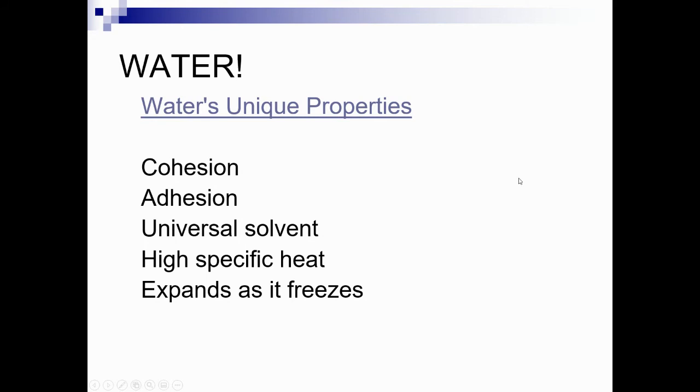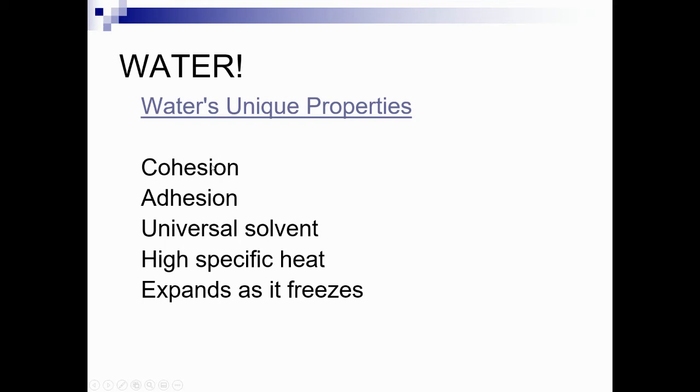So water has a lot of unique properties. There are videos for you to watch on those. Just real quickly, we'll cover these. Those properties are cohesion, adhesion, it's the universal solvent, it has a high specific heat, and it expands as it freezes. Just very briefly, cohesion is the tendency of water molecules to stick together. Those weak hydrogen bonds connecting one molecule to another, that's cohesion, and it gives water properties like surface tension.